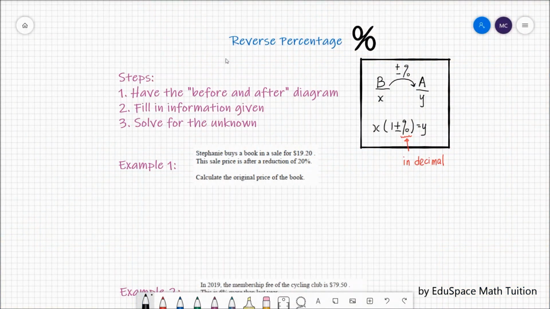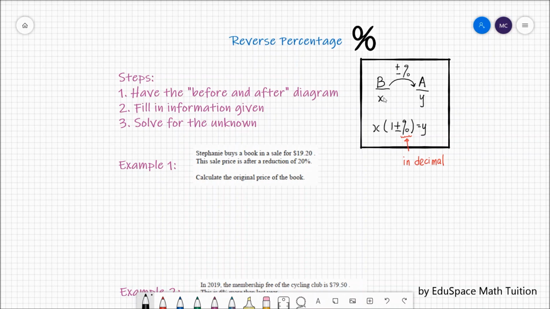So let's see how do we actually learn reverse percentage. What is reverse percentage? Reverse percentage is the type of question where they will give you the percentage change from the beginning value, and then they also give you the final value, but you will be asked to actually identify what is the original value.